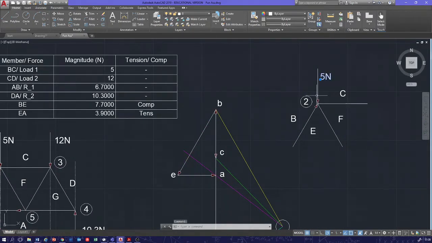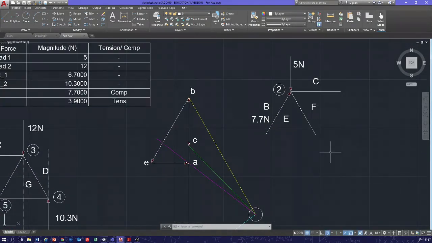So let's label that up as 7.7. Let me just copy this. It's important that we put everything that we know on. Double click. Come on, there we go. 7.7. Okay, so we know that that's 7.7 newtons as well. And we've zoomed in and we know which way it's going.